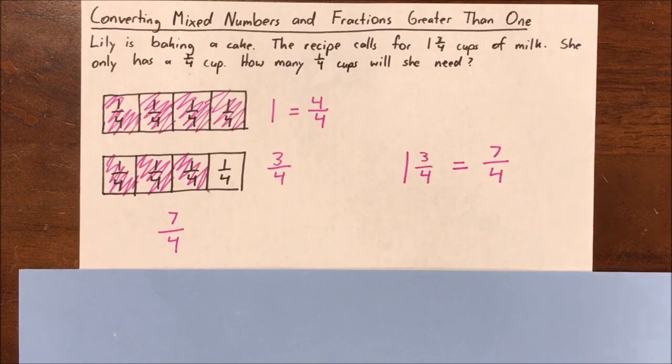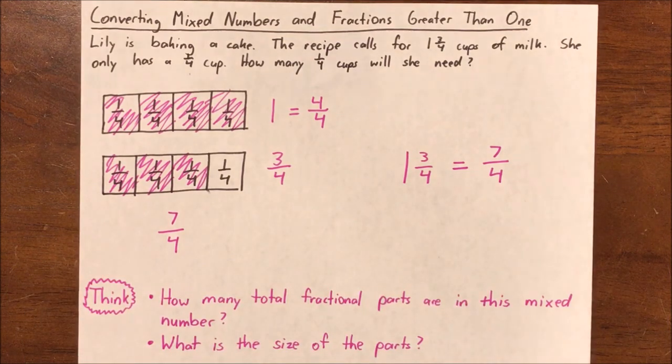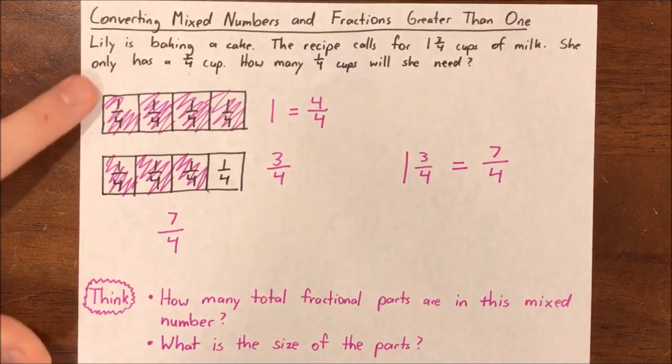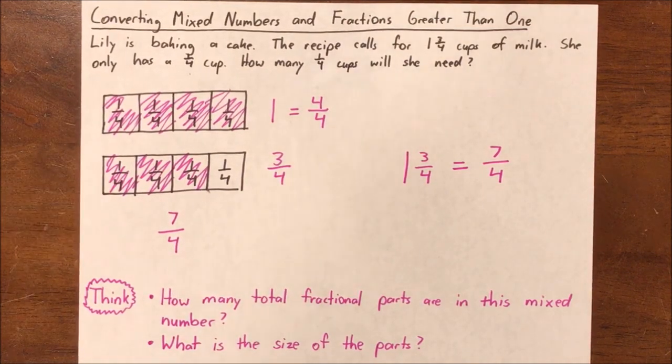So what do we need to think about when we're trying to convert from a mixed number to a fraction greater than 1? Say it out loud. Yeah, it's helpful to think how many total fractional parts are there in the mixed number, and also really important to think what is the size of each of those parts. So read this with me. Go ahead. How many total fractional parts are in this mixed number? And what is the size of those parts?